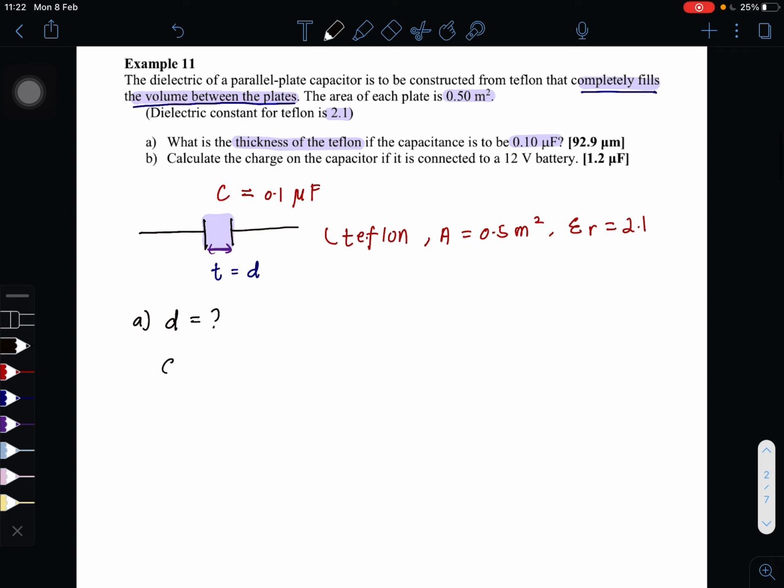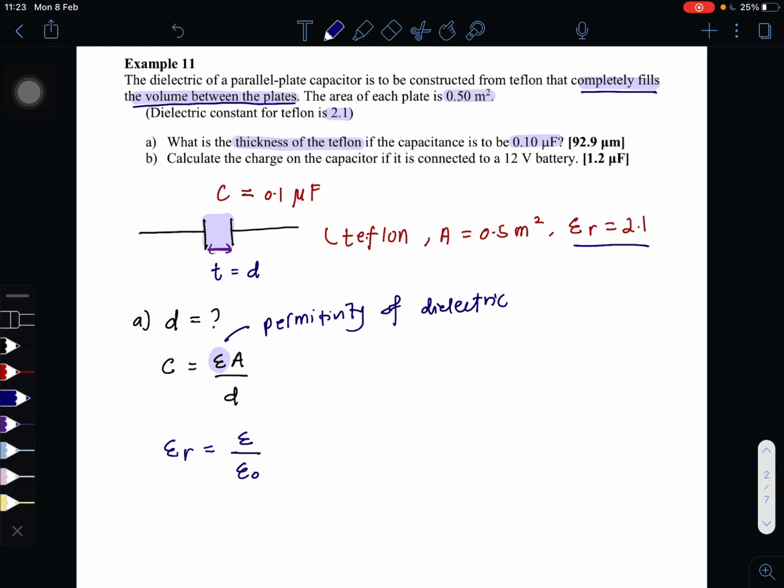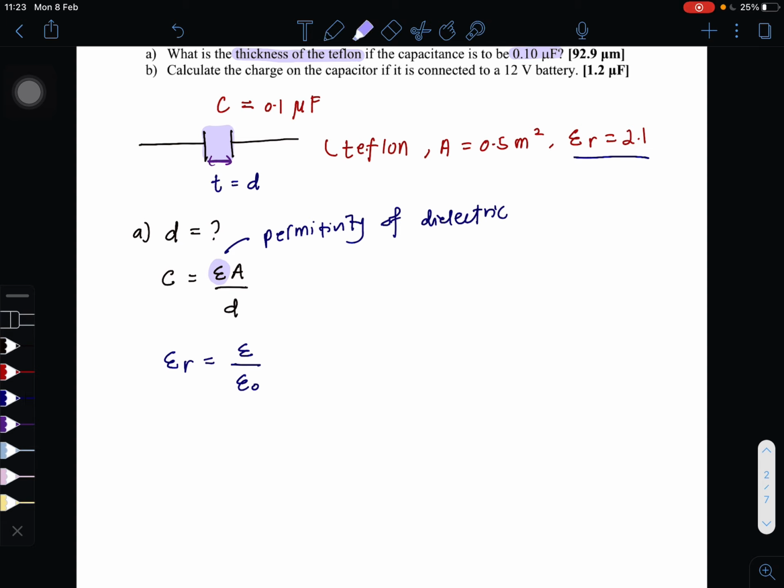Okay, so using the formula of C equal to epsilon A divided by D, and epsilon here is not the same as epsilon R. Okay, epsilon, this one is the permittivity of dielectric, and this one here is the dielectric constant. So we need to find this one first, meaning that here using the formula of epsilon R equal to epsilon divided by epsilon naught. So we can find this value here.